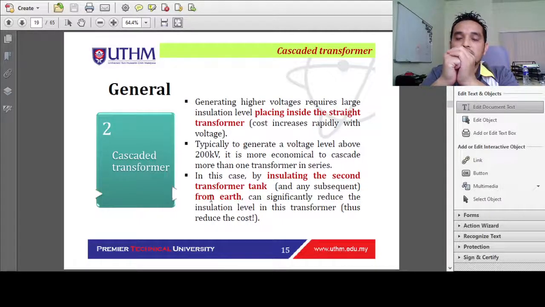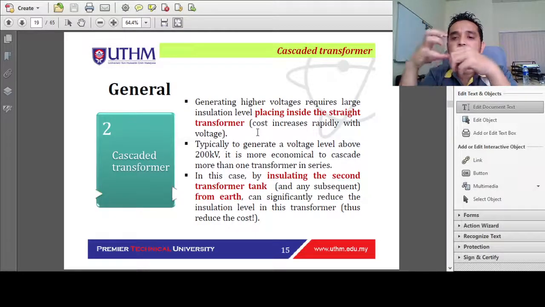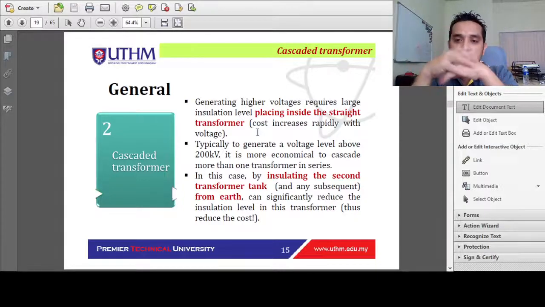So in order to generate, for example, 200 or 300 kV, we need to cascade, we need to combine these single transformers in series. That is what is meant by cascaded transformer. So why do we want to do it this way? Why do we want to combine these small transformers to generate a higher voltage level?